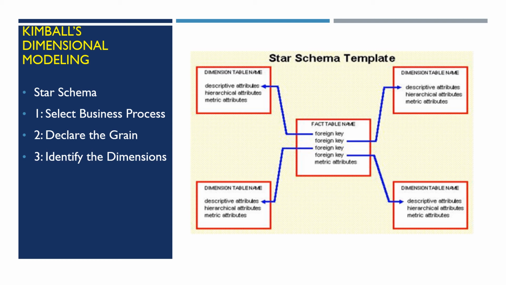Because facts on their own do not necessarily tell a story. We need dimensions. We need context. So what are we trying to get? What are we trying to identify? And then finally, identify the facts with the star schema.